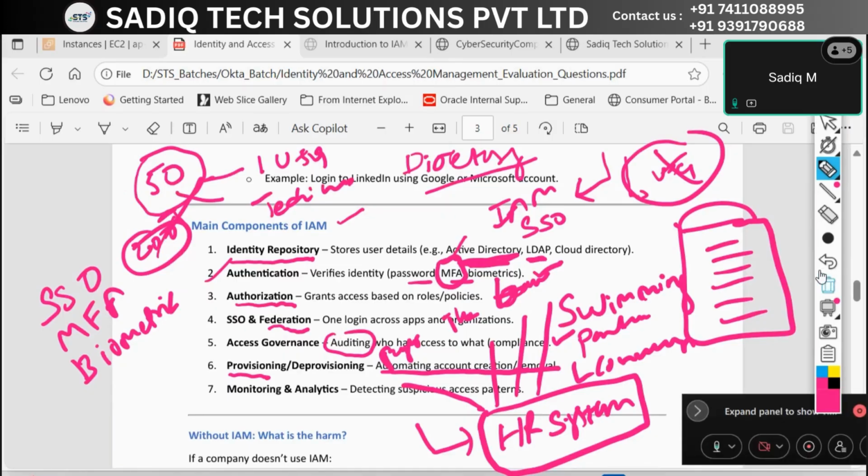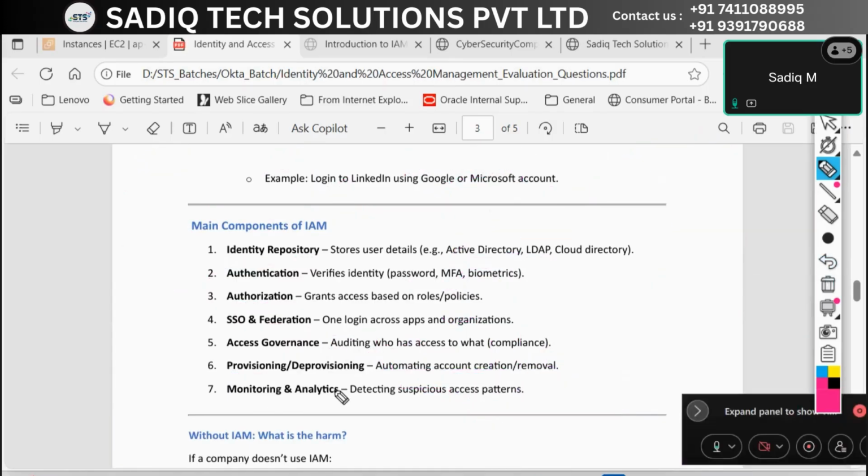And the seventh component is monitoring and analytics. That means we have to regularly monitor the IAM system to detect suspicious access patterns. That is also part of IAM. To do all these, we need IAM practitioners. Either they could be engineers, governance analysts, developers for custom integration, consultants, or architects.